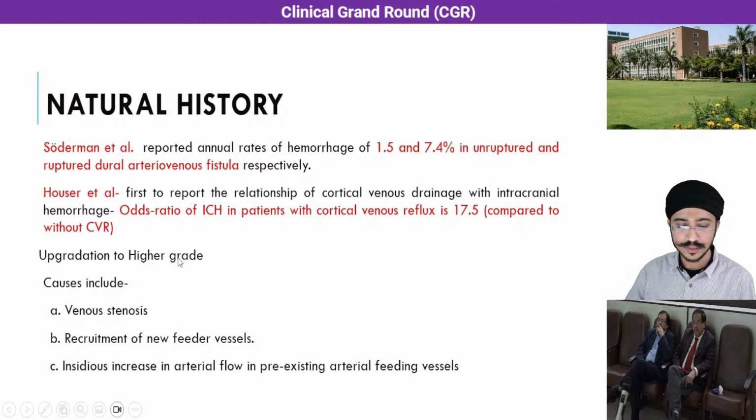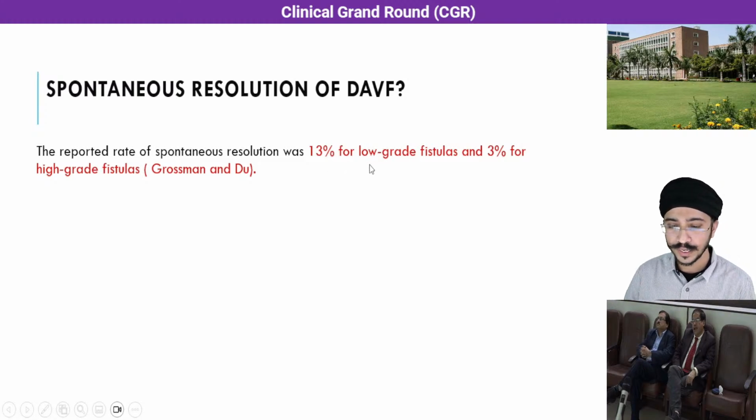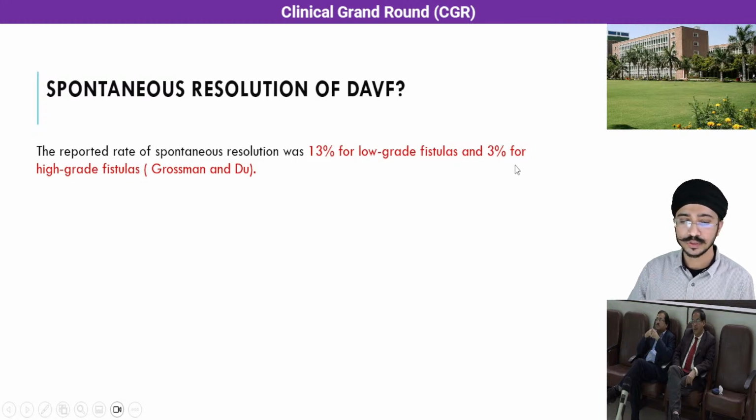Can a low grade fistula convert to a higher grade? Yes, it can, and the causes in this case include venous stenosis, recruitment of new feeder vessels, and insidious increase in arterial flow in pre-existing arterial feeders. Yes, the fistula can also spontaneously undergo resolution. The rate of resolution for low-grade fistulas, that is Cognard type 1 and 2A, is 13%. For the higher grade fistulas, it is approximately only 3%.